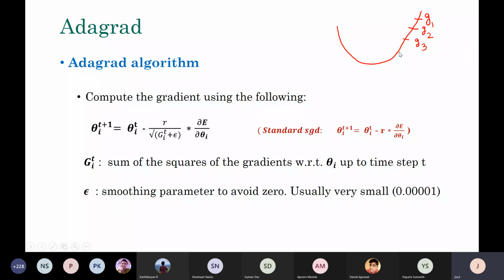And so G_t is basically this one, G_t for some theta. Here I'm not denoting it by anything because I have only a two-dimensional surface. So it's basically the sum of squares of these: this is G1 square, this is G2 square, this is G3 square, and so on and so forth. So that's basically your G_t. As you move forward, you take all these gradients and sum them up to get these values.